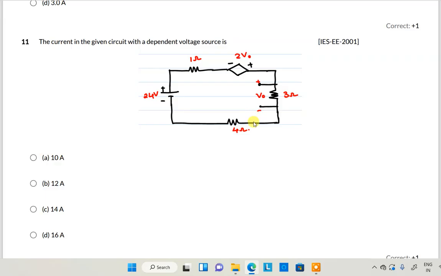In question number 11, for the current in the given circuit with the dependent voltage source, they are asking to find the current. This is V0, across a 3 ohm resistor. So the current I is equal to V0 divided by 3 amperes. This is a series circuit, so here also V0 divided by 3, here also V0 divided by 3. Whenever all the currents are the same, we can apply the KVL.